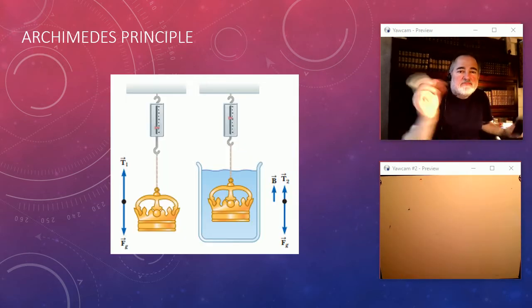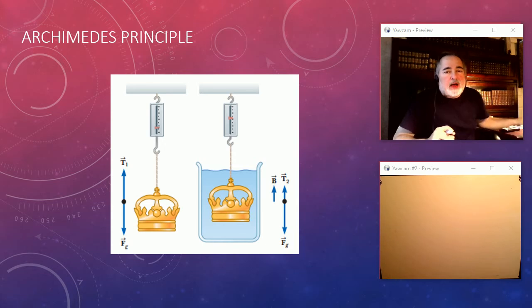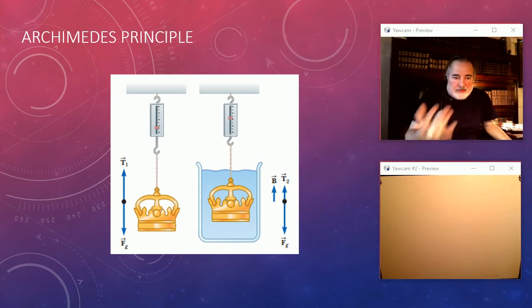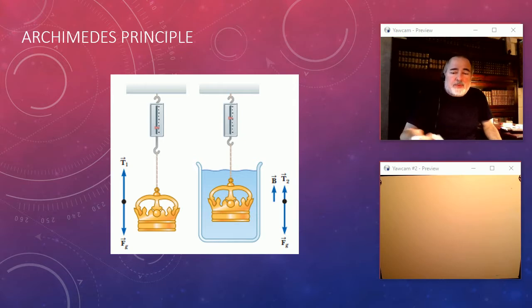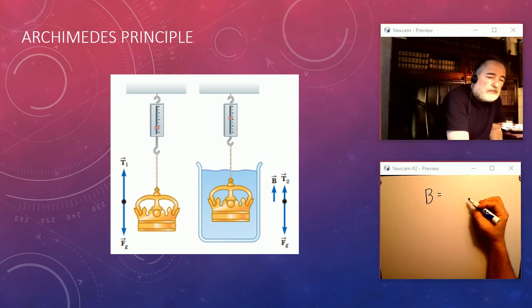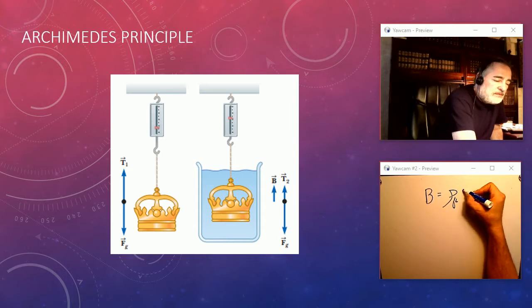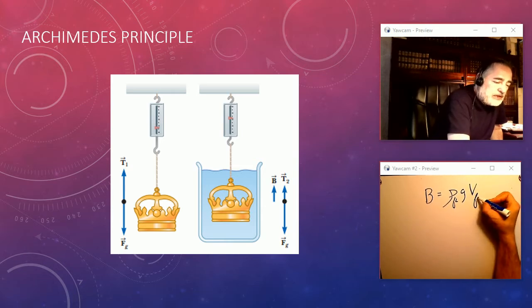And as I said, this was Archimedes, and Archimedes was first given the problem of a crown. The king gave him a crown and said, "Is this gold or not?" He asked him to weigh his crown and to figure out whether this was gold or not. So he put it on a scale, and I'm going to write down Bernoulli's equation again here. Okay, density of the fluid times gravity times the volume of the fluid displaced.